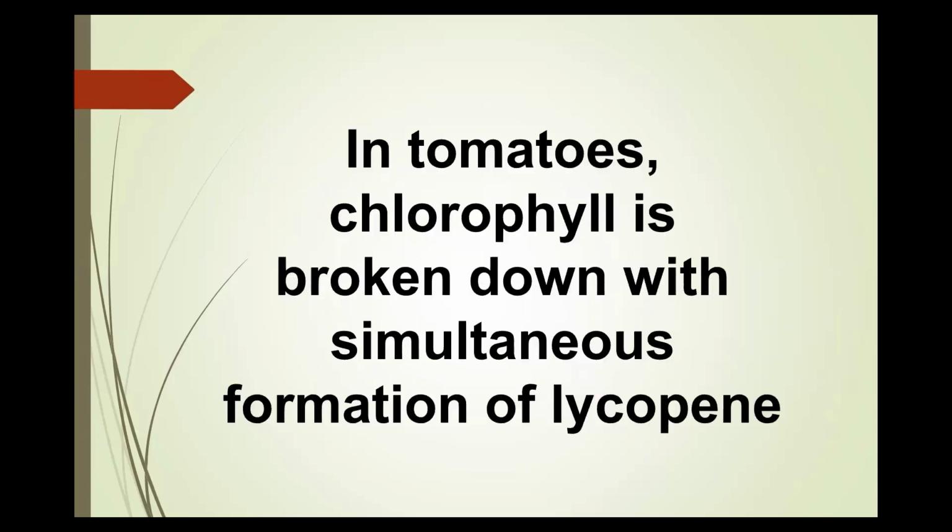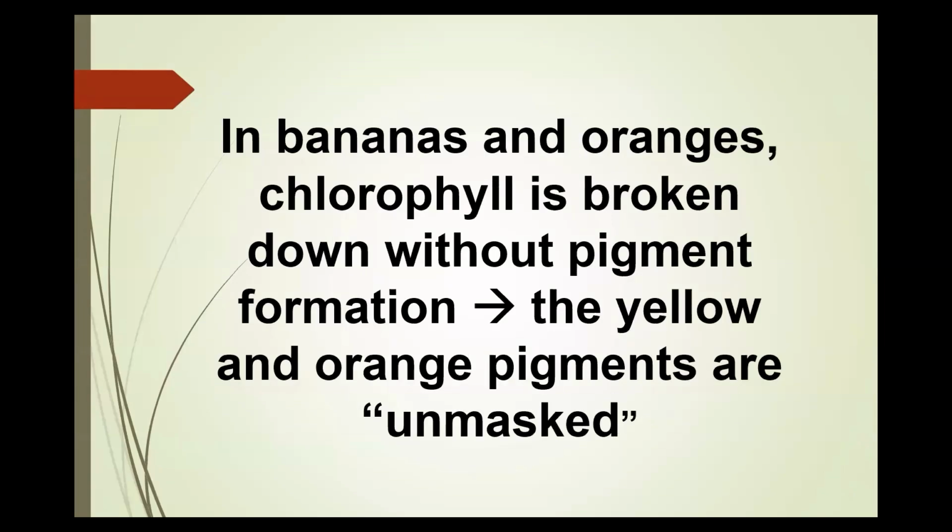Pigments. In tomatoes, chlorophyll is broken down while lycopene is simultaneously being synthesized. In bananas and oranges, chlorophyll is broken down without appreciable pigment formation. Instead, the yellow and orange pigments are unmasked. They are present and are hidden until the green chlorophyll breaks down.